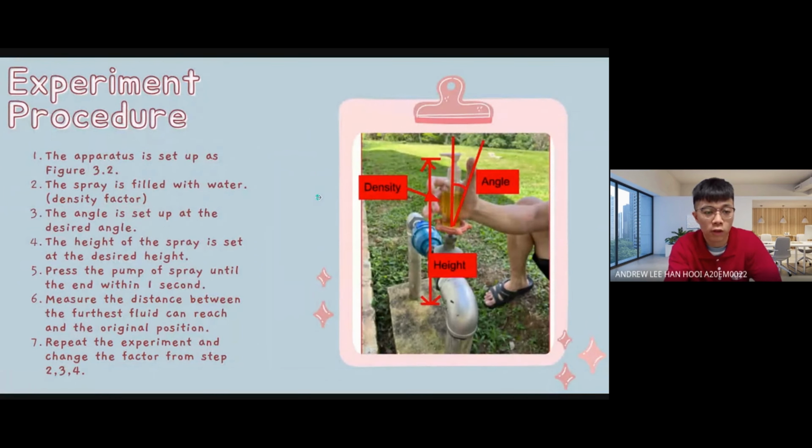For the procedure of this experiment, the first step is that the apparatus is set up as in the figure beside. Then the spray bottle is filled with water. The density will act as a factor. Then the angle is set to the desired angle. The height of the spray is set to the desired initial height, and we press the pump of the spray until the end within 1 second. Then we measure the distance between the furthest the fluid can reach and the original position. Lastly, we repeat the experiment and change the factors from steps 2, 3, and 4.